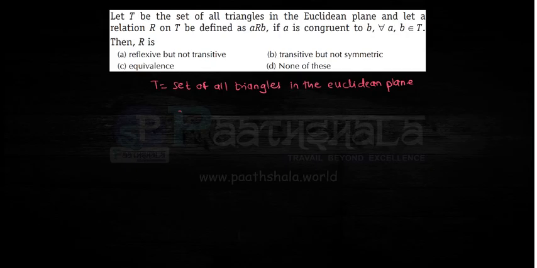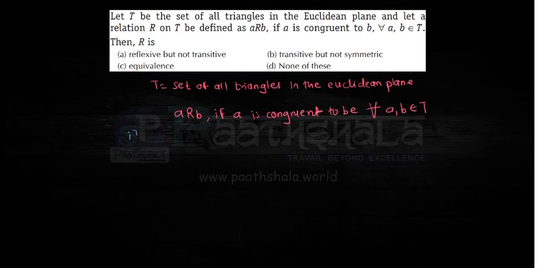So A is related to B if A is congruent to B for all A, B belongs to capital T. Now let's check whether this relation is reflexive, symmetric, or transitive.